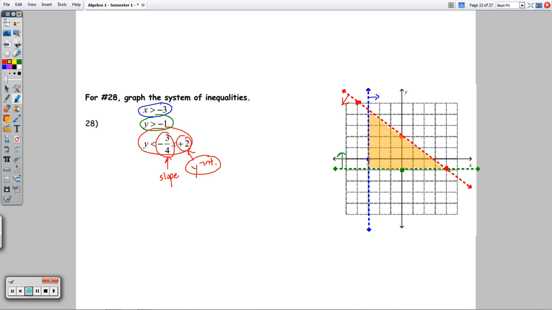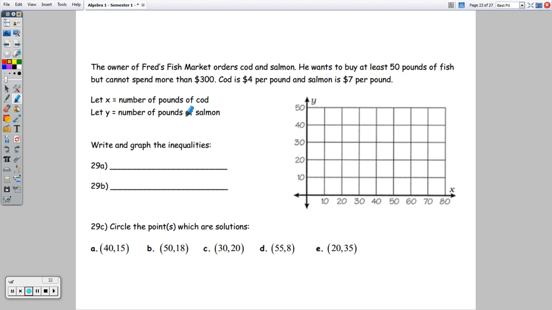Let's take a look now at 29. So the owner of Fred's Fish Market orders cod and salmon. He wants to buy at least 50 pounds of fish, but cannot spend more than $300. Cod is $4 per pound. Salmon is $7 per pound.